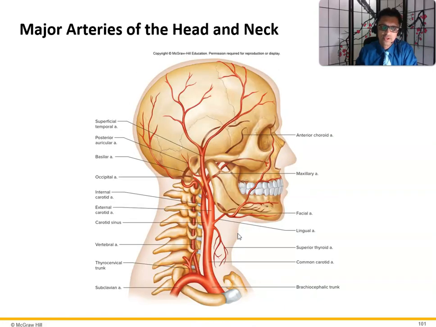Here are the major arteries of the head and the neck, so you follow it up here. Off of the brachiocephalic trunk goes this way, and then you have the common carotid artery. Again, this is on the right side here. So off the brachiocephalic trunk, I have the right common carotid artery and then the right subclavian artery. Okay, and then it keeps going up. You have the external and internal carotid arteries. You have the basilar artery. You have an occipital artery. You have a superficial temporal artery here. You have a maxillary artery. You have a facial artery, a lingual artery.